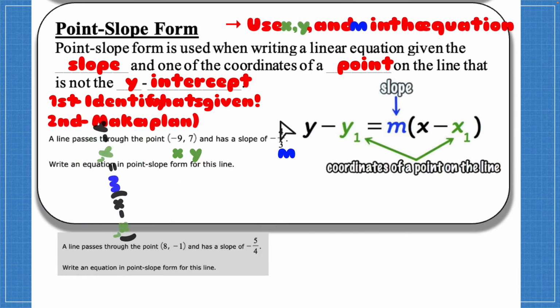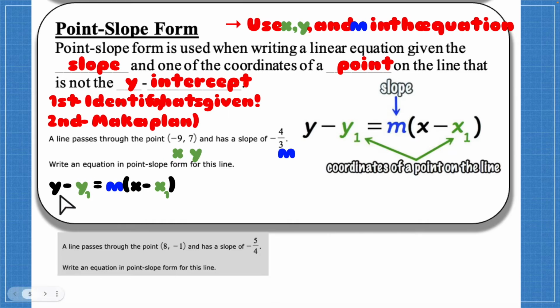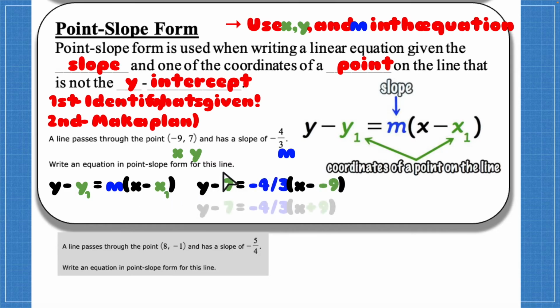So it says make a plan. We're going to use them in the equation. So we have y minus y1 equals m times x minus x1. I'm just going to plug them in. If I know y1 is 7, then here's 7. If I know m is -4/3, here's my m. And x is -9. Now the reason this second one popped up so quickly, I just didn't get through talking fast enough, is because we don't want to leave it minus -9 like that. We need to correct that.